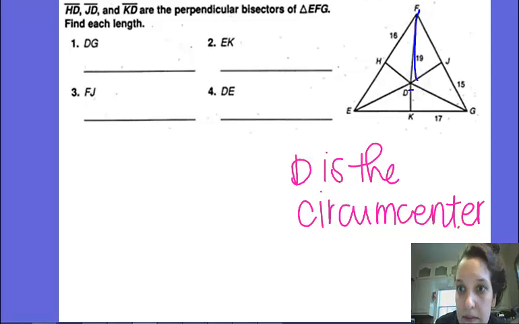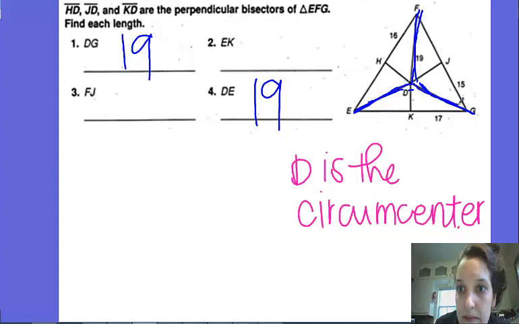Okay, we know that these are all perpendicular bisectors, so HD, DJ, and DK are all perpendicular bisectors. Remember, if it's a bisector, it has to slice that side into 2 congruent pieces. So EH should be congruent to HF if this is a perpendicular bisector. This perpendicular bisector DJ is slicing FG into 2 congruent pieces. So FJ and JG are congruent. So if JG is 15, that means FJ is 15.